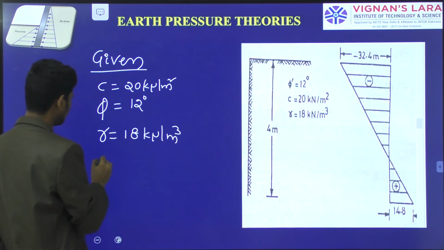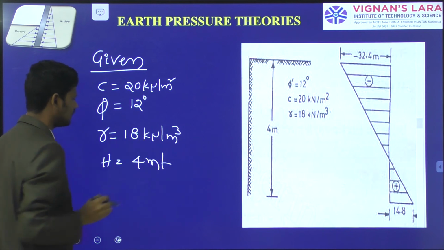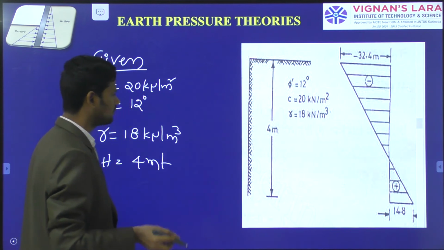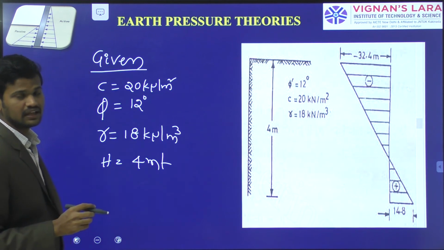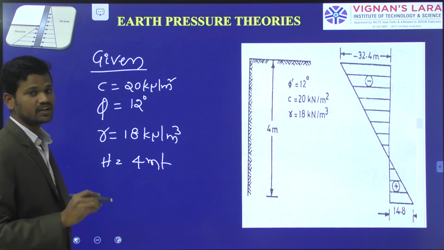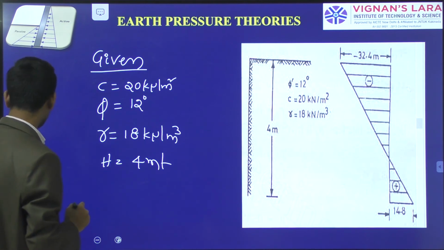Height of the wall h equal to 4 meter. These are the given steps in the problem. For this, first we should calculate the active earth pressure. Next we will calculate the depth of potential crack as well as unsupported excavation of the soil mass.